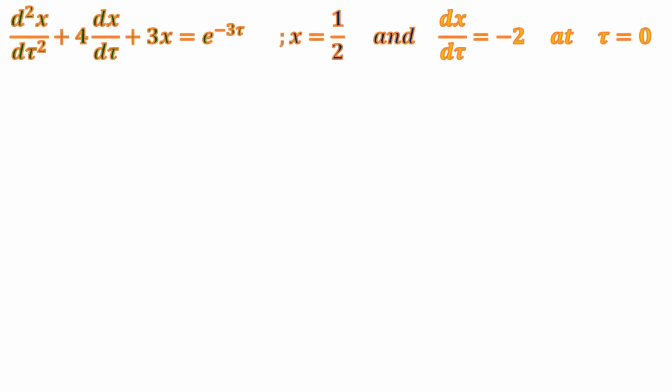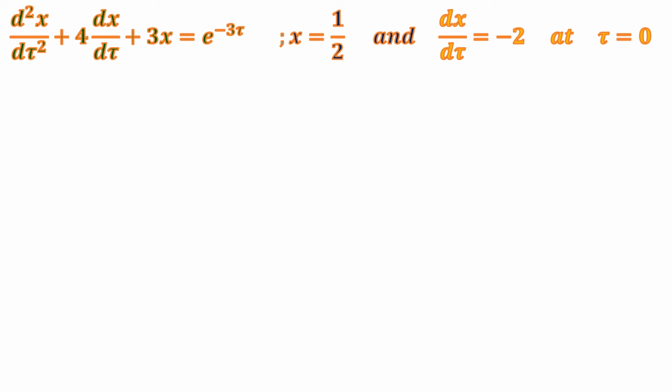Now let's have another example. I guess this will be the last example for this topic. So we have this, and you can see different variables. We have x and the tau. So it's d squared x over d tau squared. Instead of saying tau, we'll just use t because it's simpler to read compared to tau.